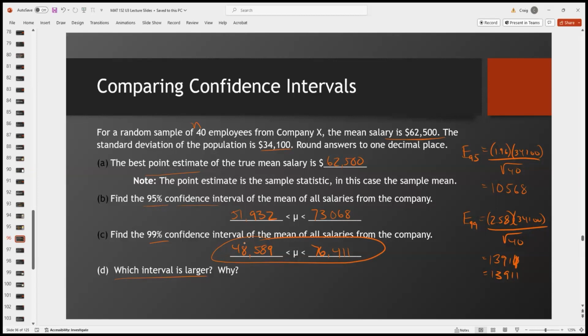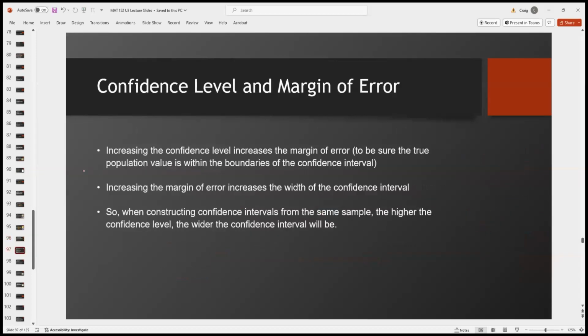But just in general, if you add to the confidence level, then you add to the size of the margin of error. Increasing the confidence level increases the margin of error, right? That makes sure that the true population value is within the boundaries. And so it's going to increase the width of the confidence interval. If you're using the same sample, the higher the confidence level, the wider the confidence interval.